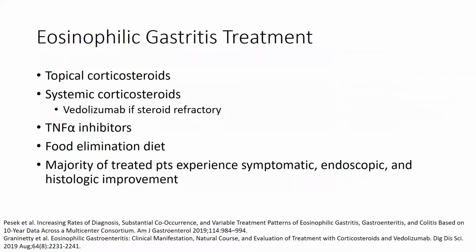What's the treatment for eosinophilic gastritis? Typically, patients are treated with either topical or systemic corticosteroids, and the patients who are refractory may be treated with the monoclonal antibody vedolizumab. TNF-alpha inhibitors may be tried, and also food elimination diets. The majority of the treated patients experience a symptomatic and histologic improvement.